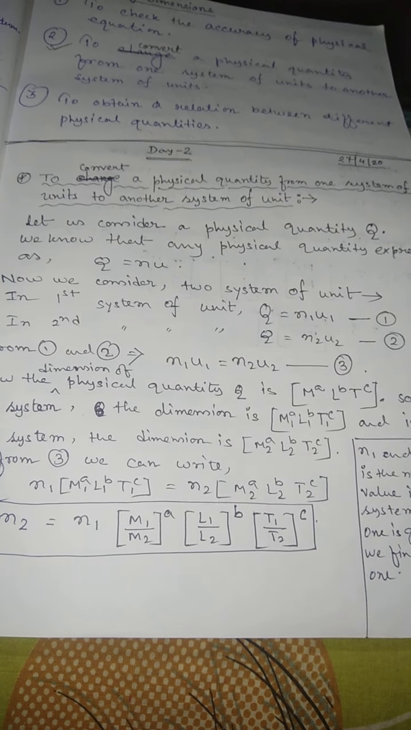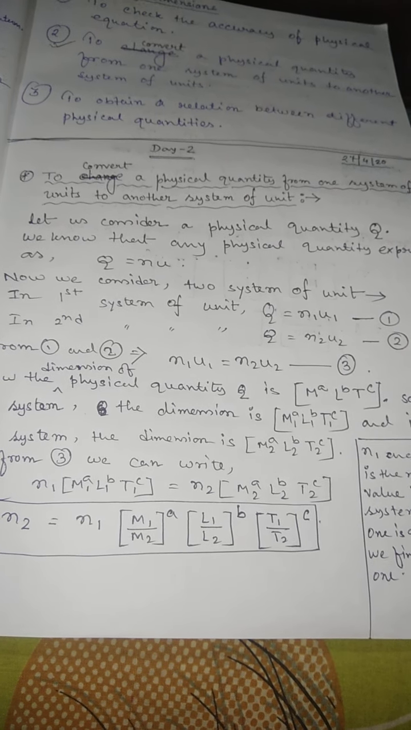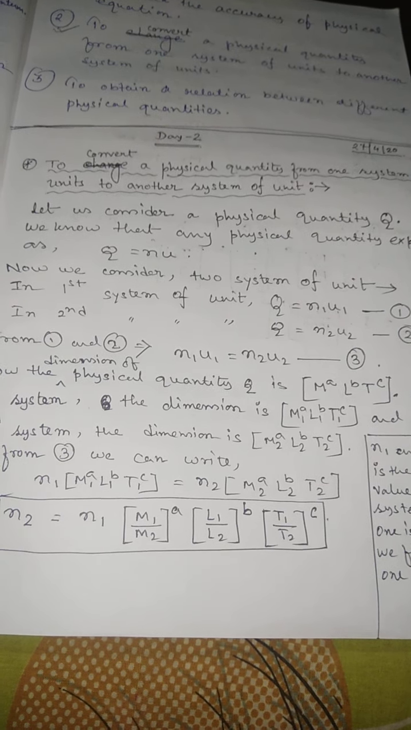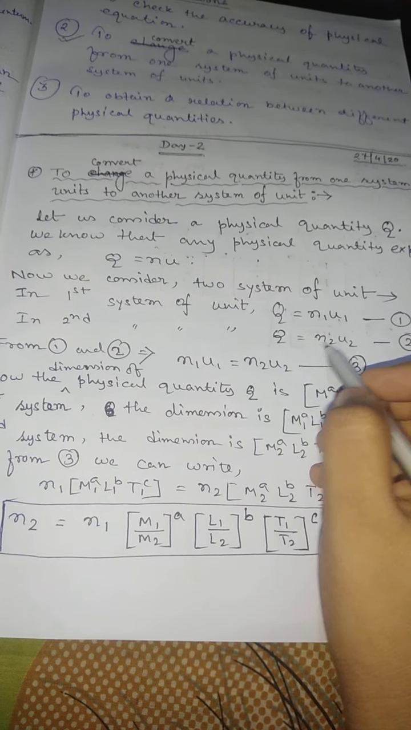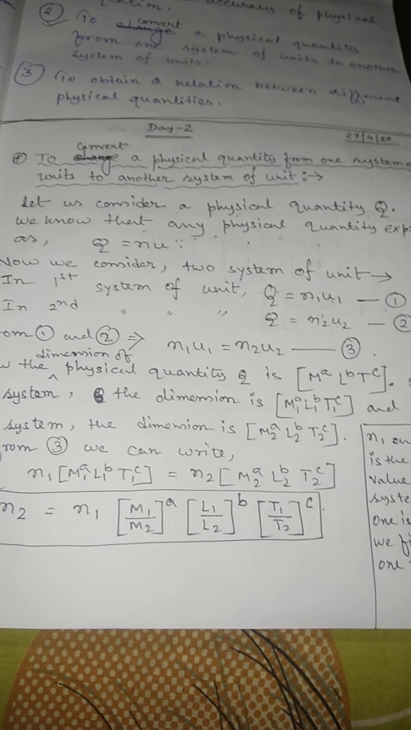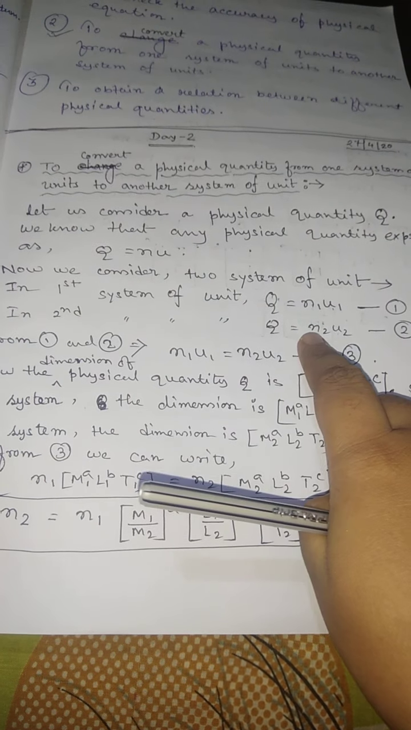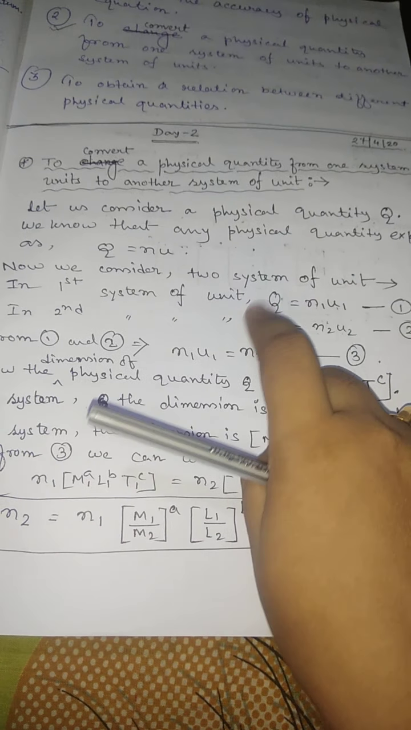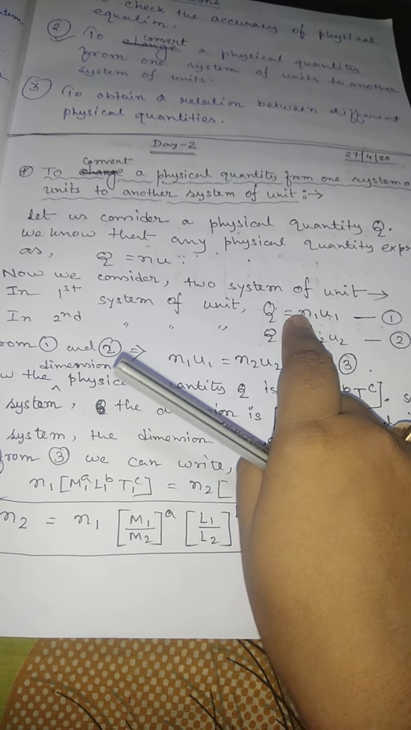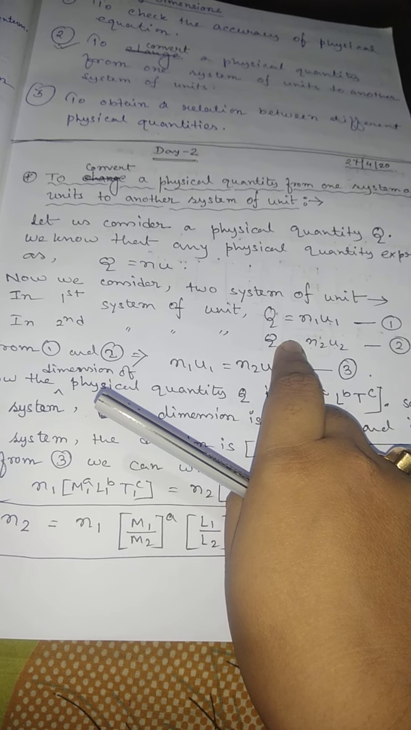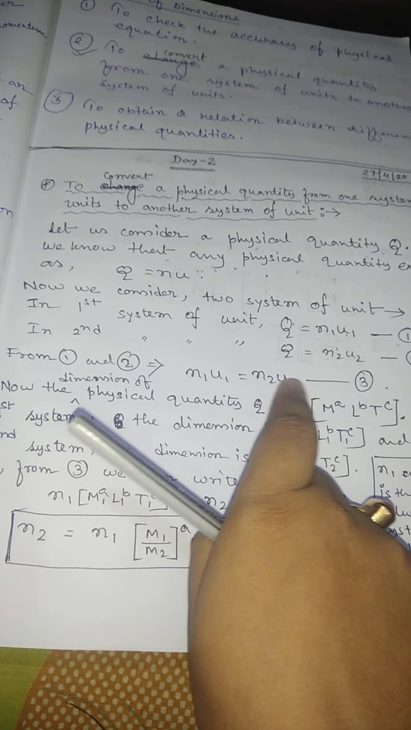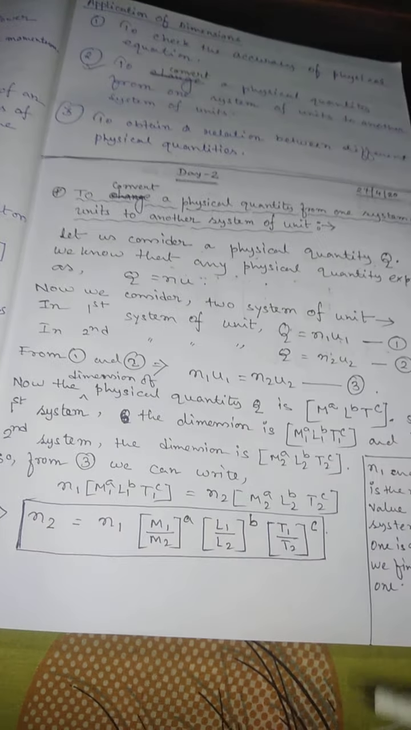Suppose we consider a force of 10 Newton. 10 is the numerical value, and Newton is the SI unit. In the second system of unit, Q equals N2 U2. If we consider the same force in the CGS system, its value is 10 to the power 6 dyne. 10 to the power 6 is the numerical value N2 and U2 is dyne, but the physical quantity remains fixed. That's why in both equations Q is fixed. Since this side is the same, we can write N1 U1 equals N2 U2. This is equation number 3.